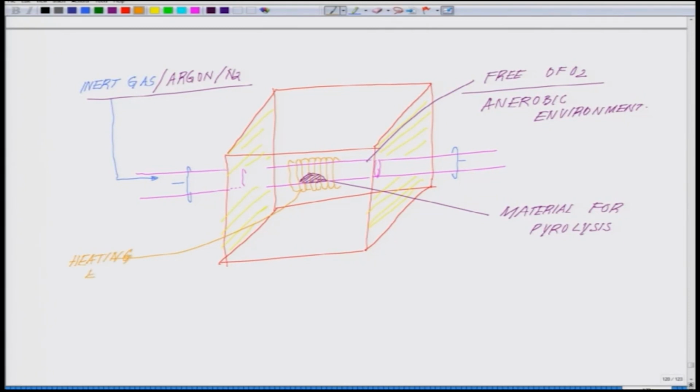So, what you do is you keep the sample, step 1. Let me put, this is step 1, you get the material, this is the material you want to biochar or carbonize or pyrolyze. You seal the chamber from both sides, this is step 2, sealing the chamber.